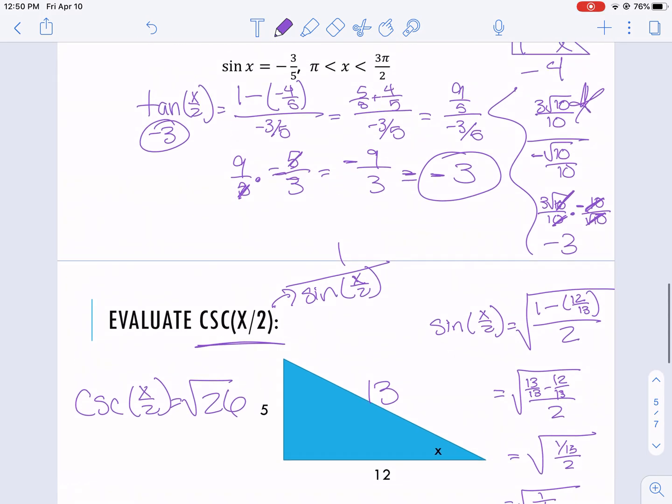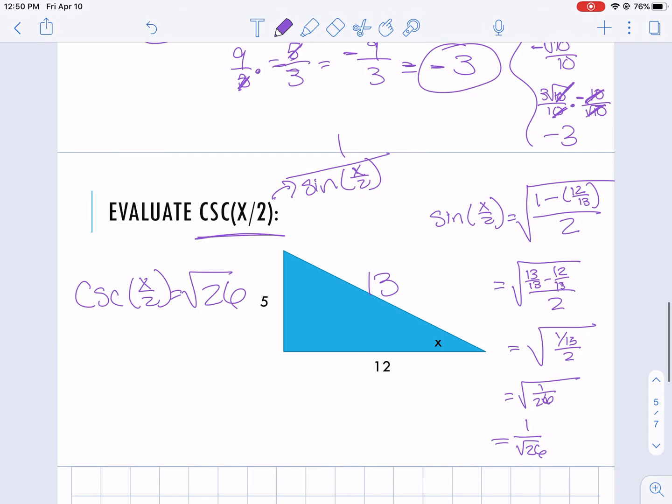All right. There is the end of our lesson on half angle identities. And so make sure you do the Schoology assignment that goes with that.